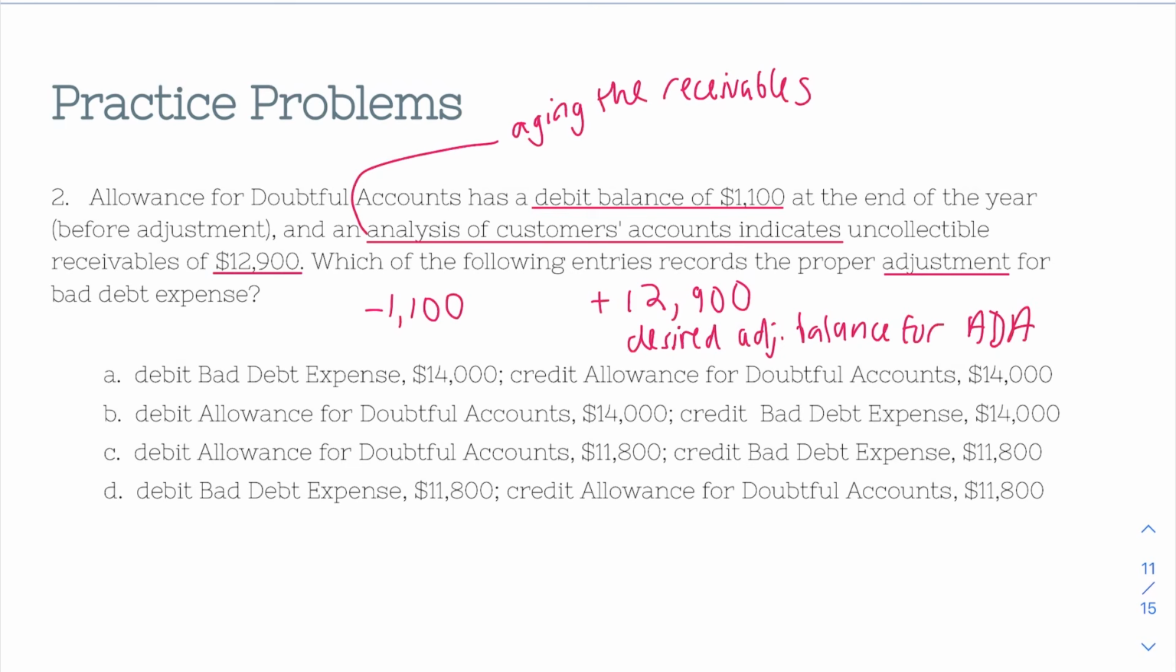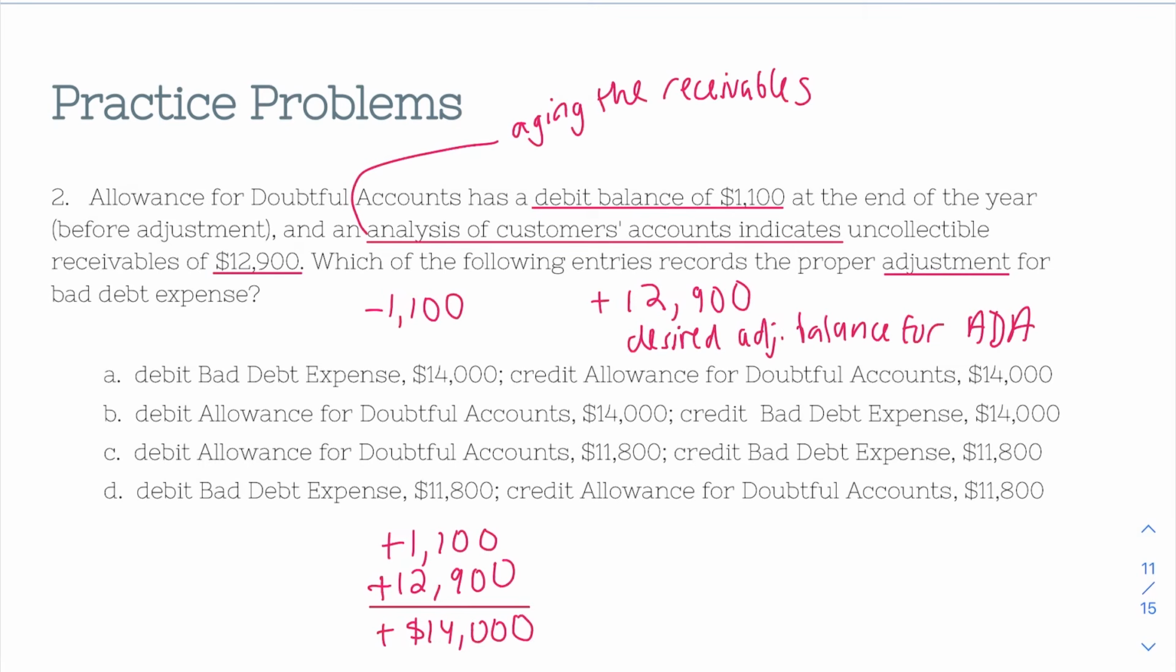So if our desired adjusted balance is $12,900 and currently we're at a negative $1,100, we need to increase allowance for doubtful accounts first by positive $1,100 to get us to net zero, and then we need to get to $12,900. So in total, we are going to be increasing the allowance for doubtful accounts account by positive $14,000.